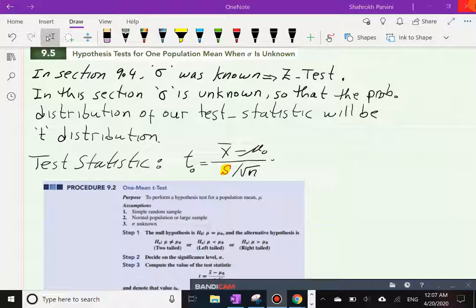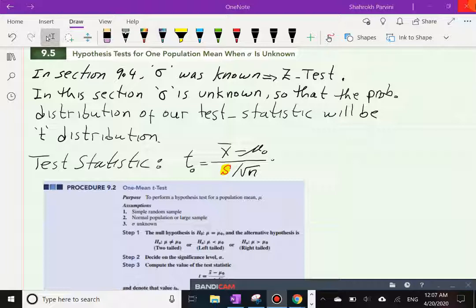So here we go. By the way, the things that we already know coming into this section: we already know about significance level alpha, and we know about type 1 and type 2 errors. So all the jargon, all the terminology we've already spoken about. In section 9.5, we're just going to see how the test procedure changes ever so slightly.